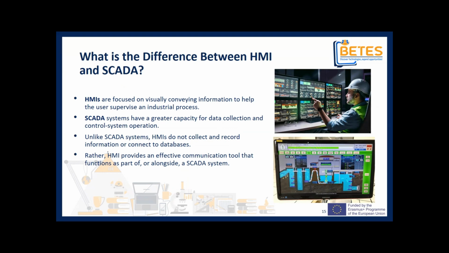Another difference between HMI and SCADA systems: HMIs are focused on visually conveying information to help the user supervise an industrial process. SCADA systems have a greater capacity for data collection and control system operation. Unlike SCADA systems, HMIs do not collect and record information or connect to databases, but rather provide an effective communication tool that functions as part of a SCADA system.